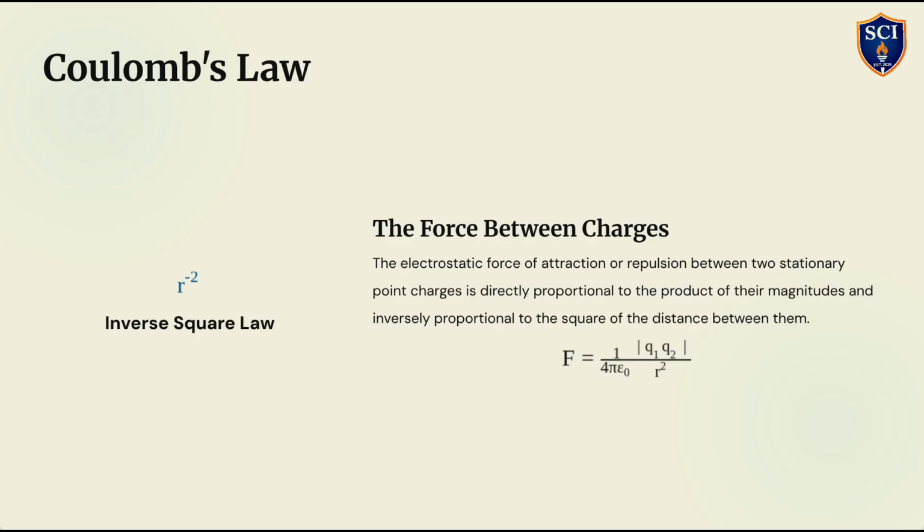Coulomb's law describes the electrostatic force between two stationary point charges. This force is directly proportional to the product of their magnitudes and inversely proportional to the square of the distance between them. This is often referred to as the inverse square law.